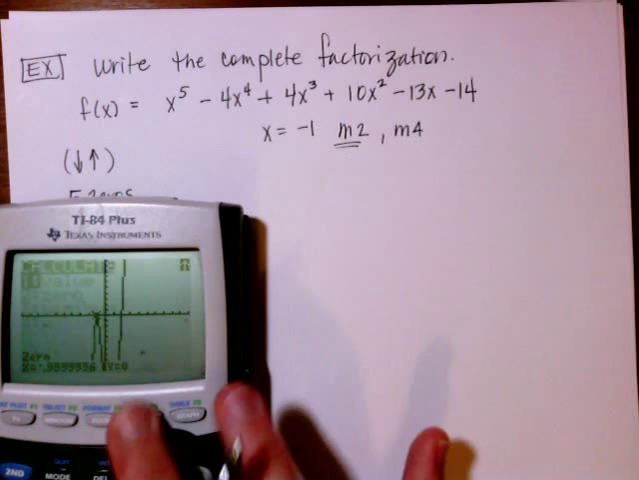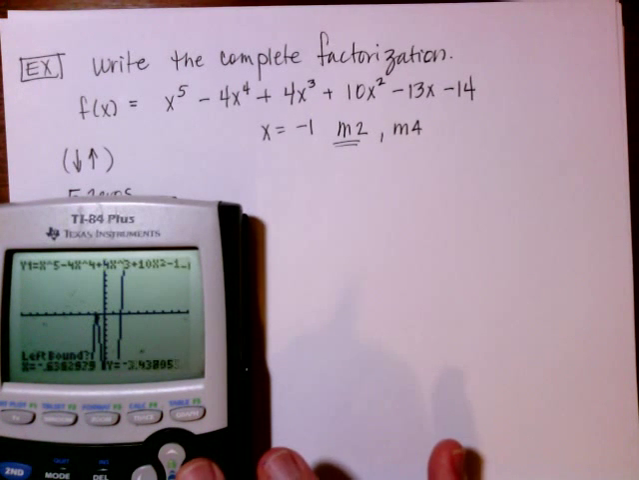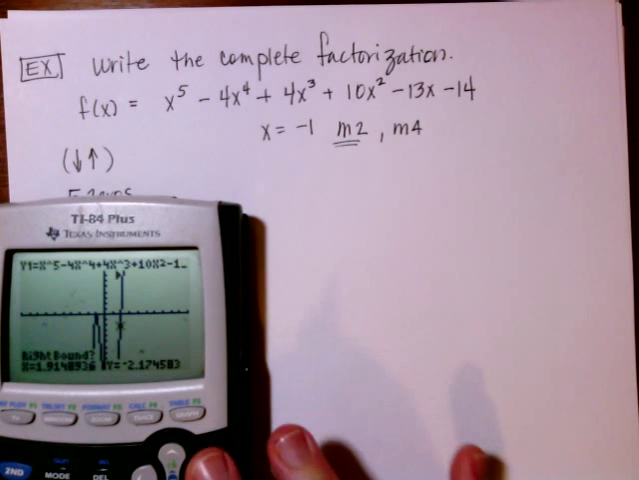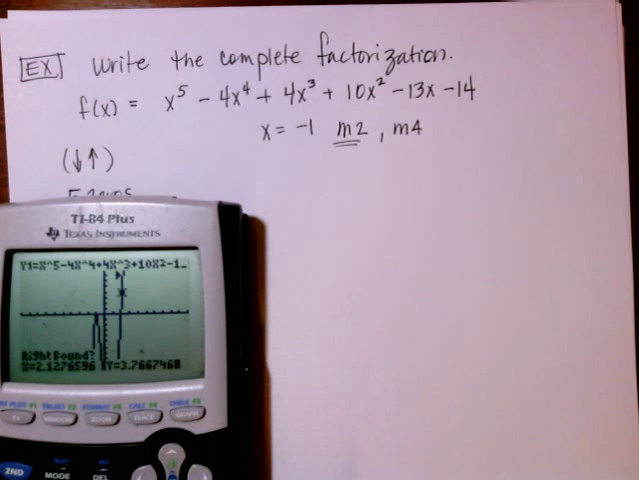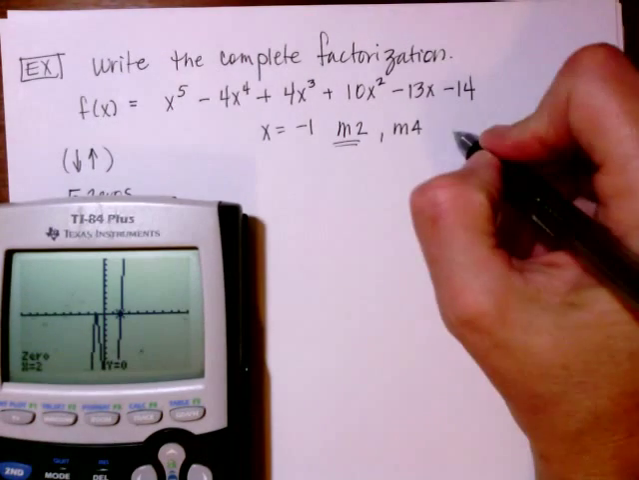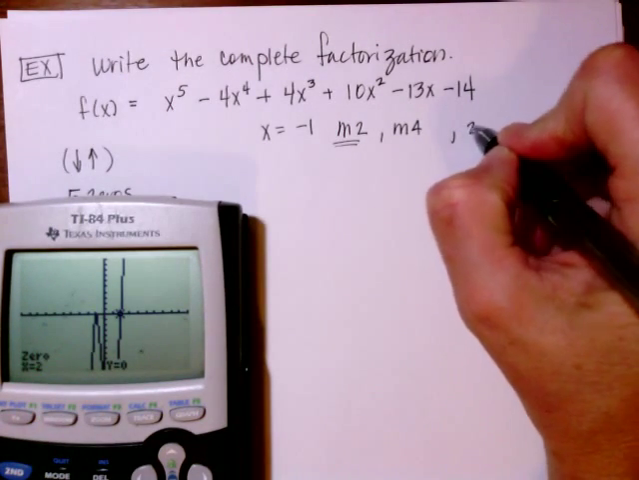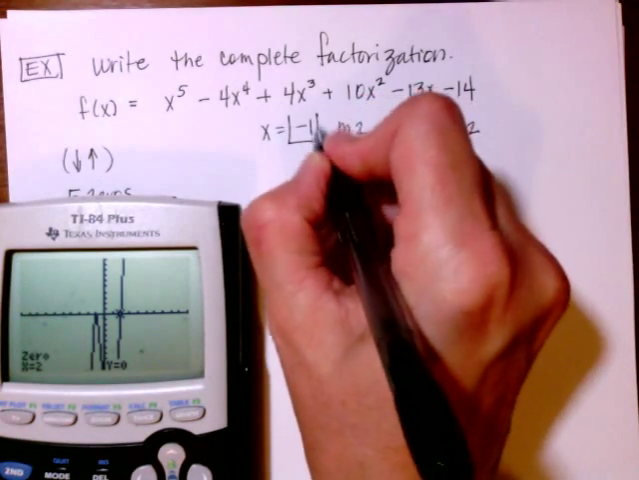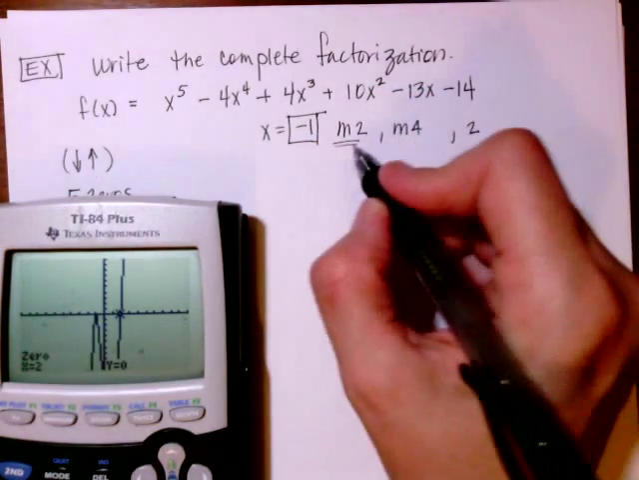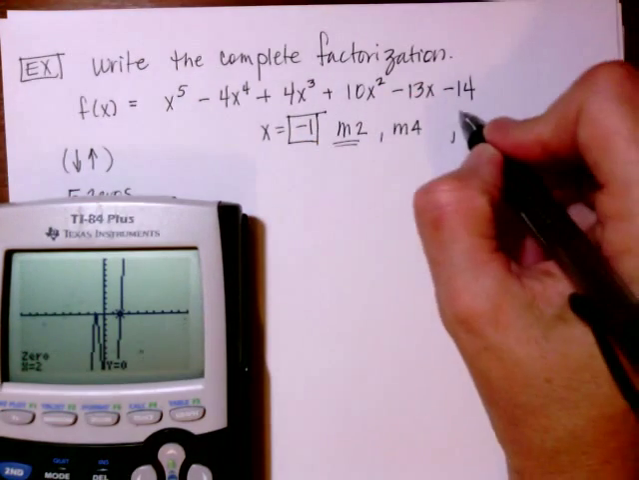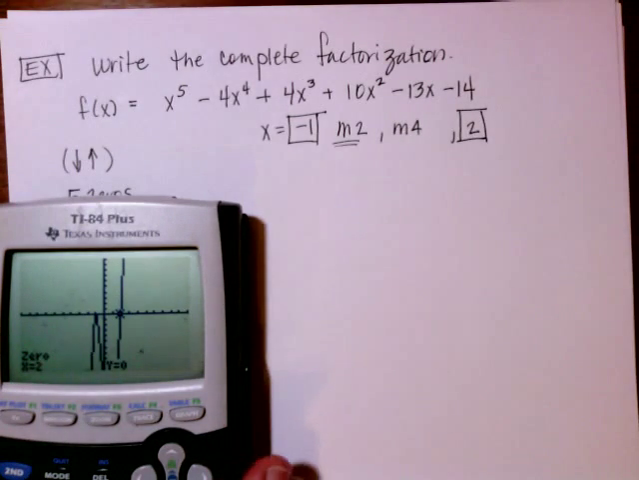And then I'm going to find my other 0. I could also go to my table and look at my table, but for right now I'm just going to do it graphically. Enter, enter, and I get that my next one is 2. Alright, so I'm going to do my synthetic division with the negative 1. I will probably do it twice, and then I'm going to do the 2.